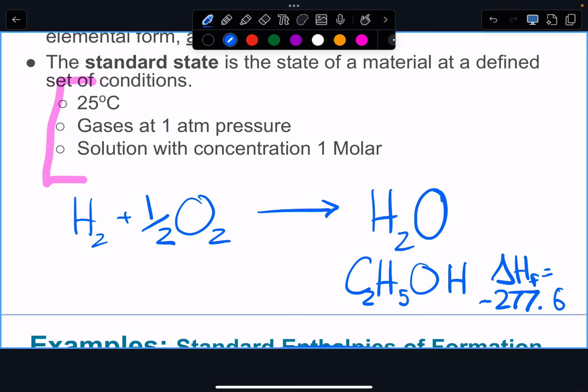Okay, so when you look it up in a table, that's all that's going to be written. And I want you to write down what reaction that delta H corresponds to. What reaction is it talking about?